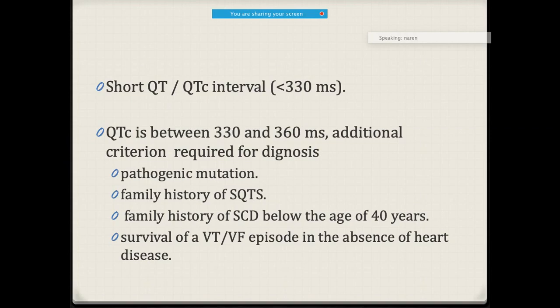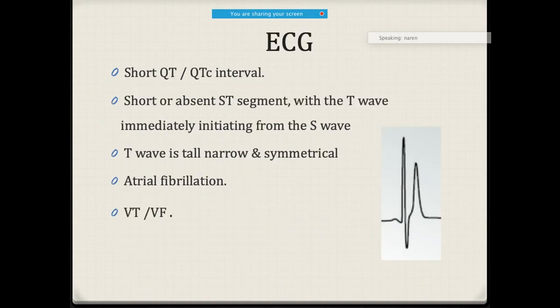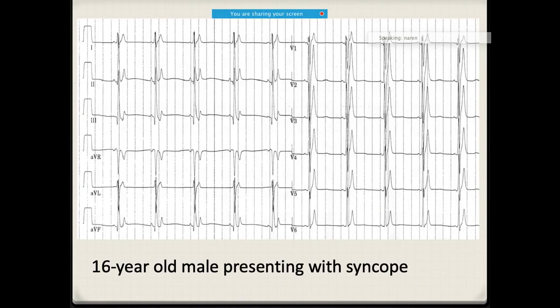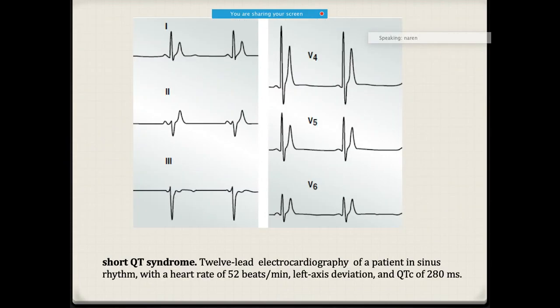So you should be able to identify those people. And this is how the short QT ECG will look. The T wave is characteristically narrow and also symmetrical. And they are the ones who will have a history of atrial fibrillation and even VT or VF as well. So this is another 16-year-old boy who was presenting with a history of syncope.